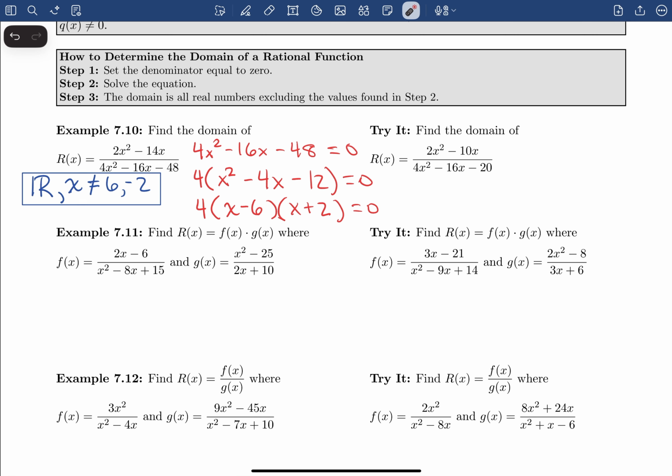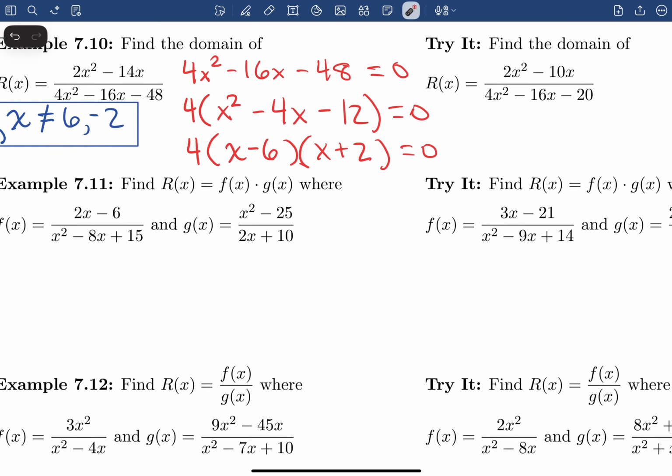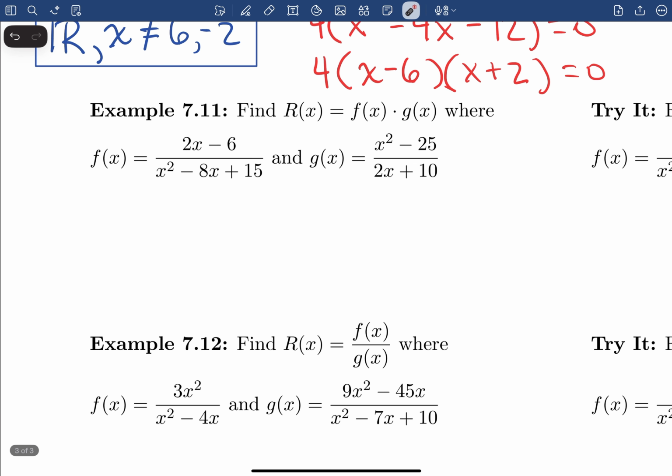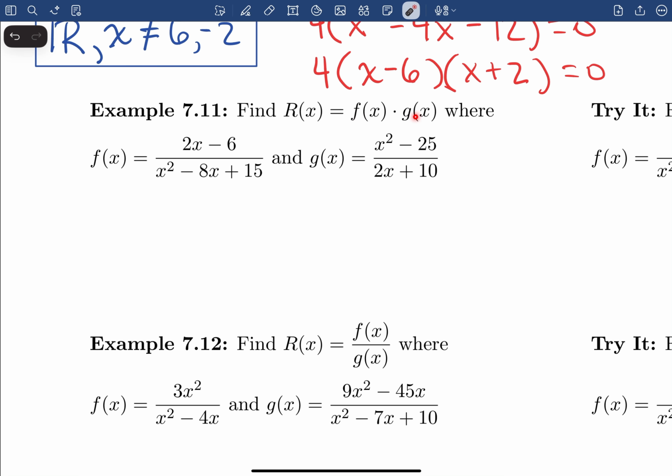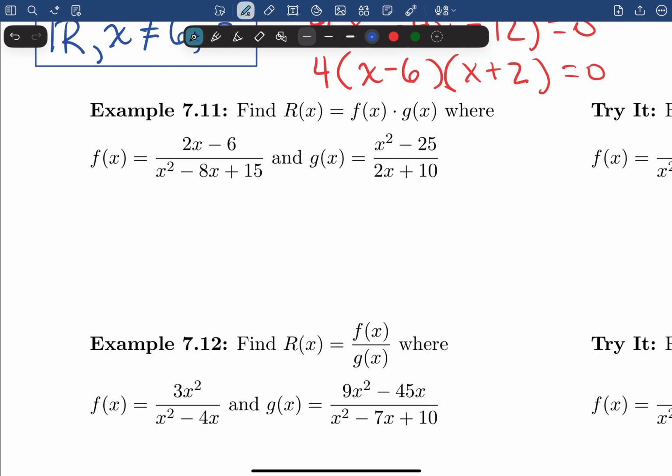So let's now move on, and we're going to try multiplying two rational functions together, and we're going to try dividing one rational function by another. And then we'll be done. So here's example 7.11, and we're going to take f of x and multiply it with g of x. Here f of x is defined as this rational function, and g of x is defined as this rational function. And so we will do that.